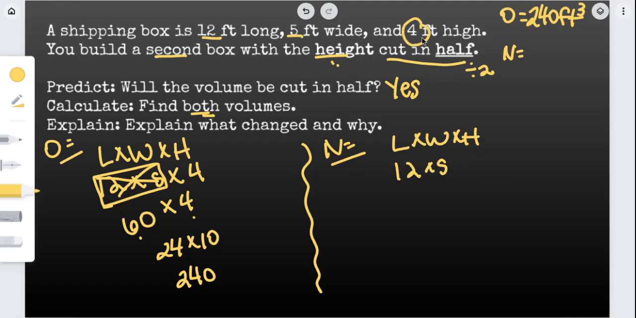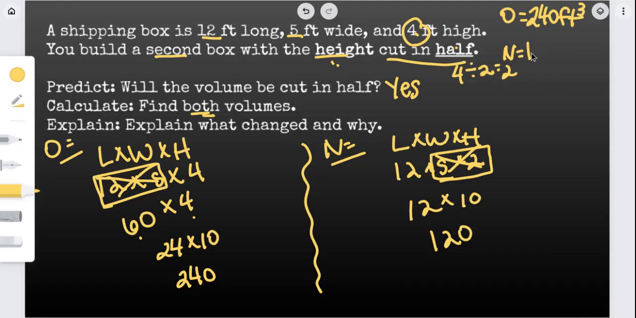And I just talked about how half means the same as divide by 2. So I'll take my original height and then say divide by 2, which gives me 2. So my new height will be 2. I see the direction I want to go here is to say 5 times 2, because that's going to give me an easy 10. Cross off what we've used, bring down the rest. And I'm left with 12 times 10, which is 120. So when I fill in my new volume here, I have 120 feet cubed.